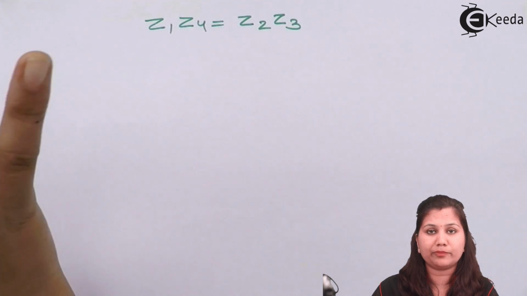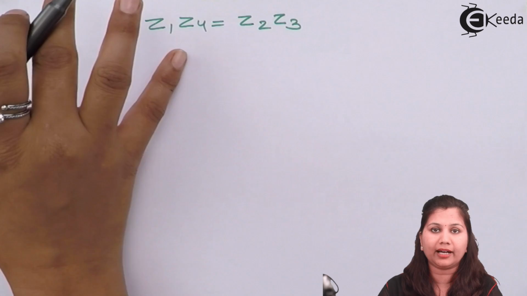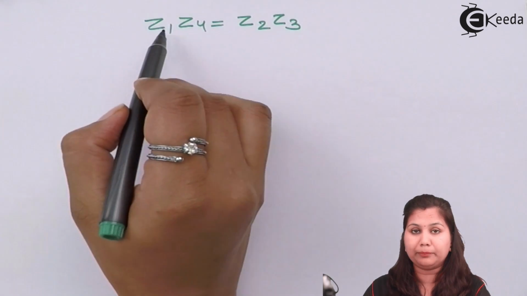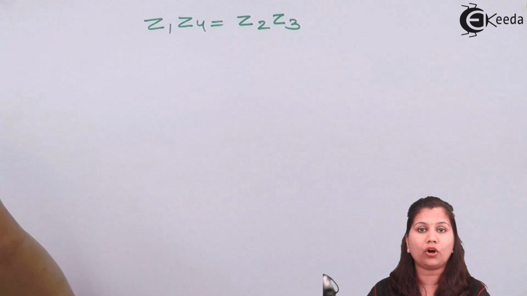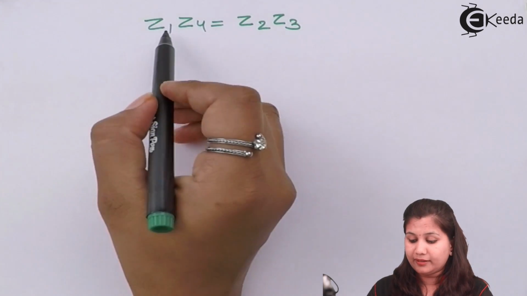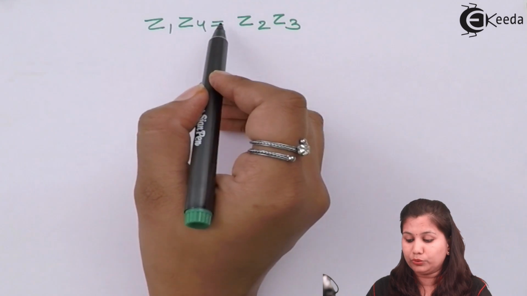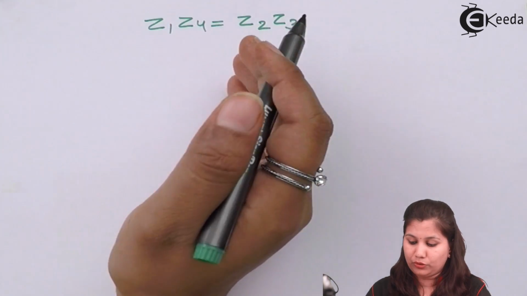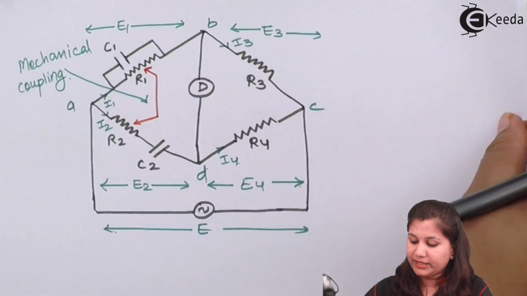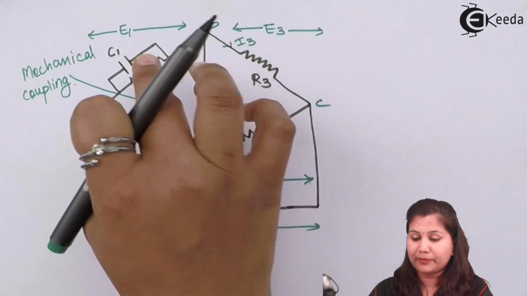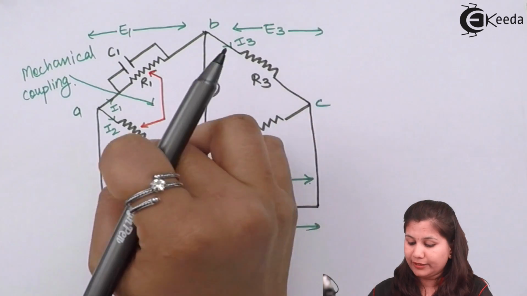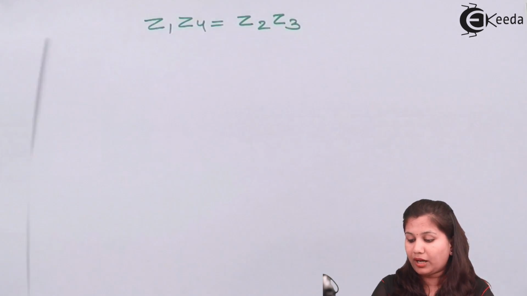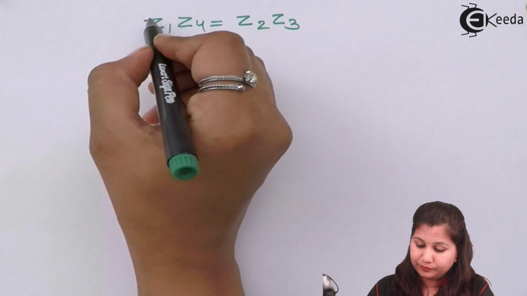This is the generalized balance equation for an alternating current bridge, and this equation says that the product of the impedances present in the opposite arms is equal to the product of the impedances in the other opposite pair of arms. Here Z1 and Z4 are present in the opposite arms, and Z2 and Z3 are present in the opposite arms, so their products are equal.